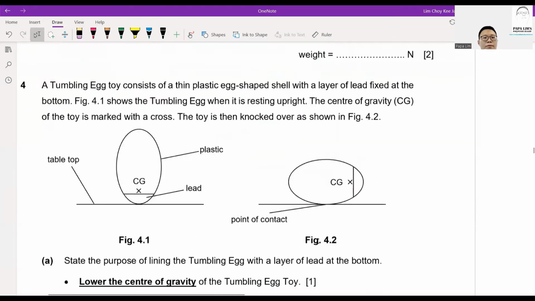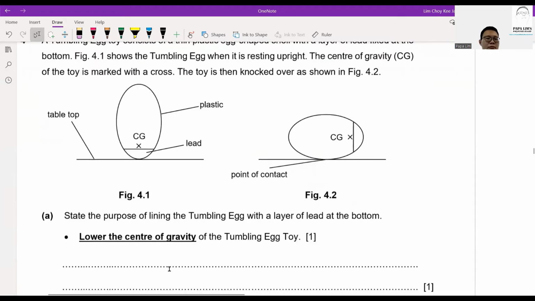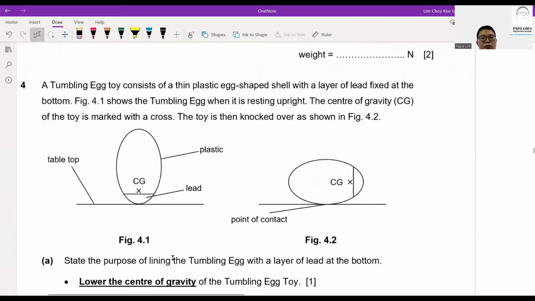Now for question 4. Question 4, the tumbling 8, will be on stability. Stability wise, take note of a few things when we talk about CGs. What's the purpose? When question 4.1 says that the CG is here, the idea of giving you a CG is that it tells you where the weight of the object is. It's always from the CG all the way vertically down. So this will be the weight of the egg itself. Now, the purpose of lining the leads is actually to lower the CG. I would say this question is quite straightforward, nothing fanciful.